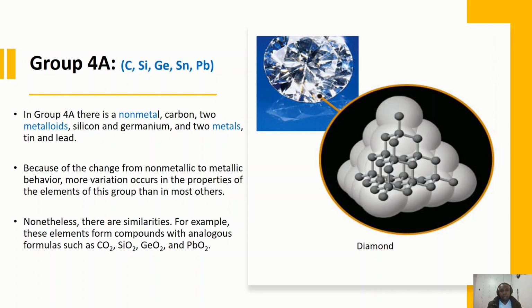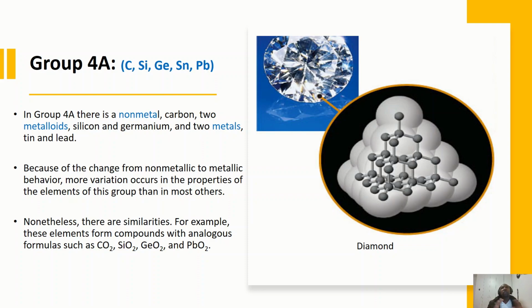They don't have a common name. For the non-metal, we have carbon. For metalloids, we have silicon and germanium. And the metals are tin and lead. Because of the change from non-metallic to metallic behavior, more variation occurs in the properties of the elements of this group than most others.